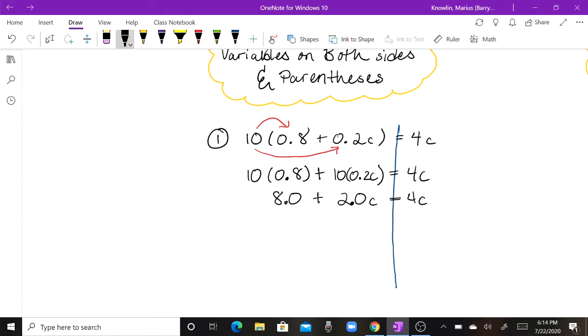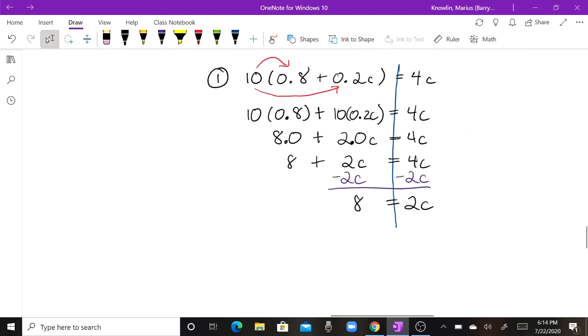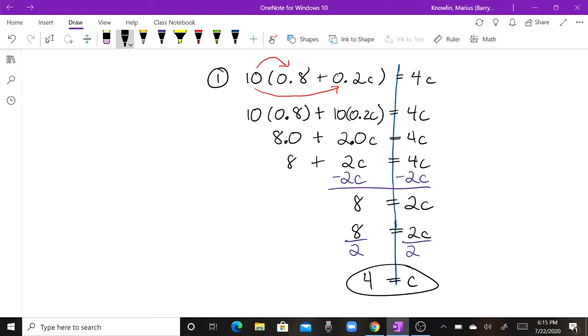And if it helps, you can rewrite it. So we can just write 8 plus 2c equals 4c. After that, we're going to subtract 2c from both sides. That's going to leave us with 8 equals 2c. And then we're going to divide both sides by 2. And that's going to give us a final answer of c is equal to 4.